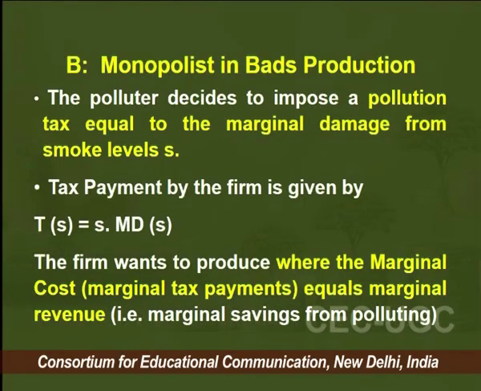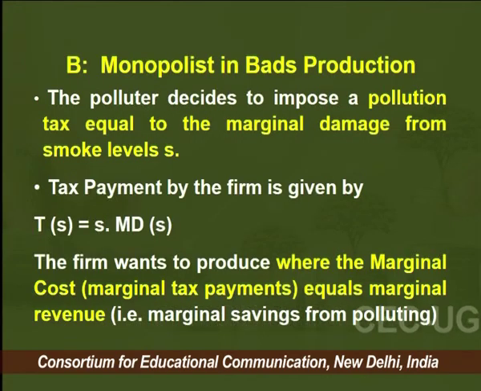The firm wants to produce where the marginal cost equals the marginal revenue. And what is the marginal cost? Marginal cost for this firm is considered as marginal tax payment, because tax is coming as a cost for the firm, and from an efficiency point of view, we try to equate it to the marginal revenue.